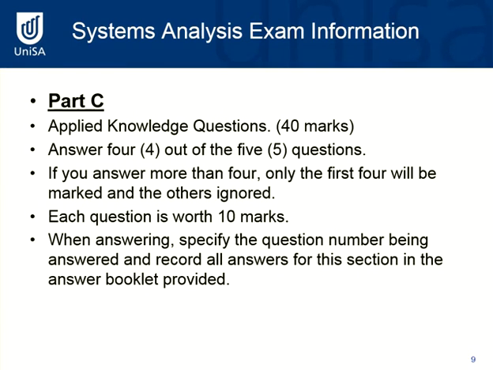So Part C is the applied knowledge questions. Part C is worth 40 marks. Again, you need to answer 4 out of the 5 questions. Same principle: if you answer 5, the first 4 will get marked. If you want to answer 5, cross out the one that you don't want marked. These also need to be answered in the examination booklet with the lines on the pages. Each question is worth 10 marks.